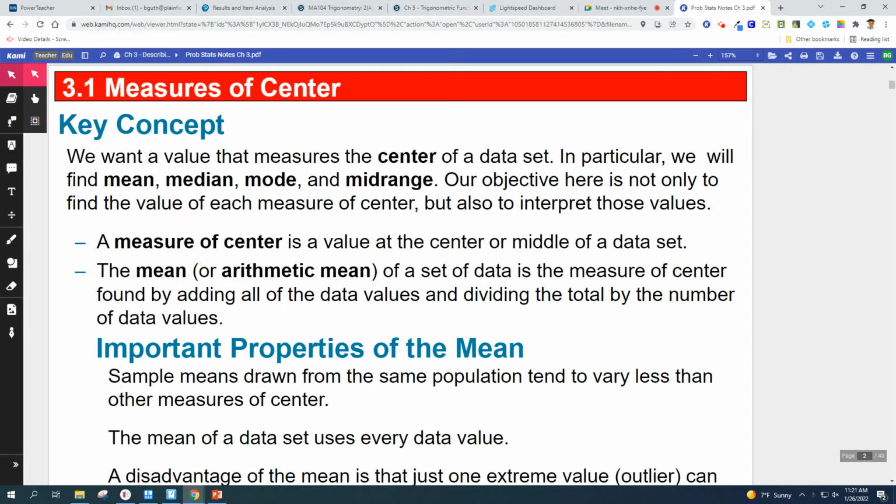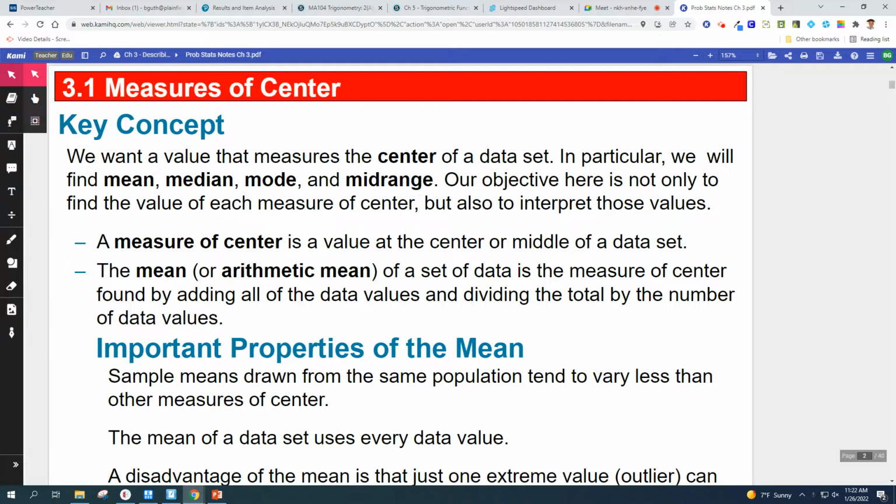3.1 is measures of center. We want a value that measures the center of a data set. In particular, we'll find mean, median, mode, and mid-range. Our objective is not only to find the value of each measure of center, but also to interpret those values.